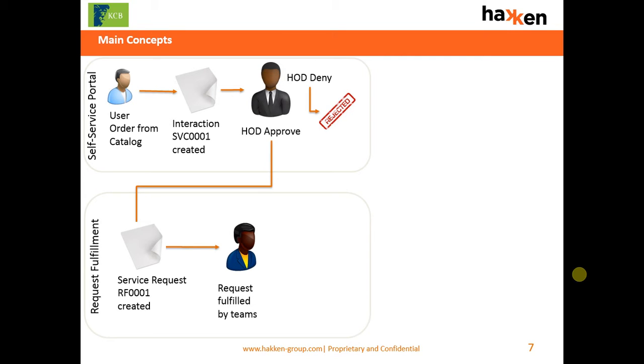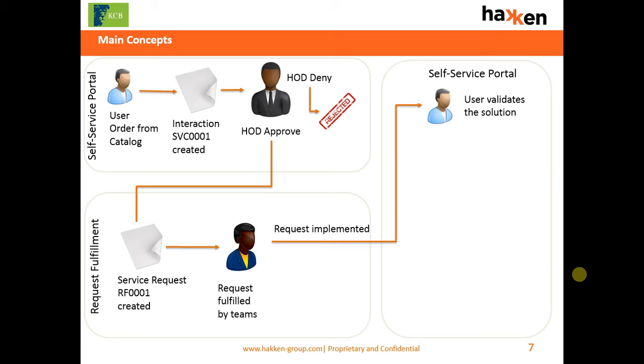After the record is created, it will be fulfilled by the different teams that need to interact with it, and by a specific operator that will implement and fulfill that request. After the request is fulfilled, the flow will move again to the self-service portal and to the end user, because the end user has the final word. The end user needs to go to the tool in order to validate the solution.